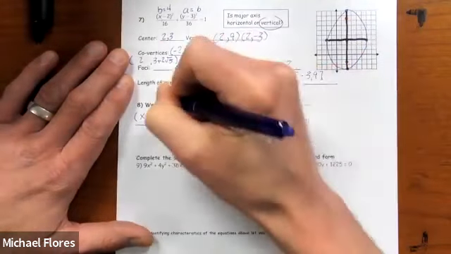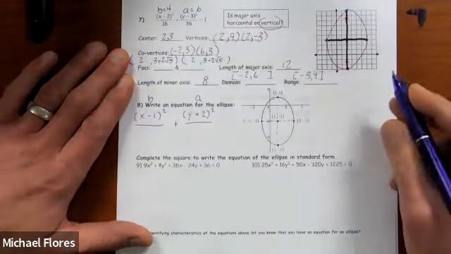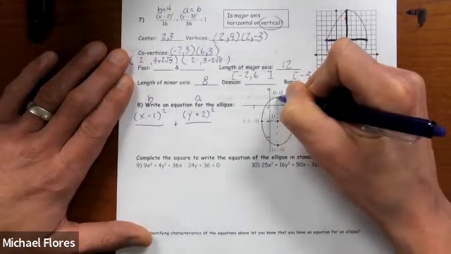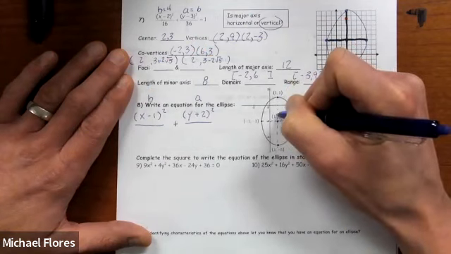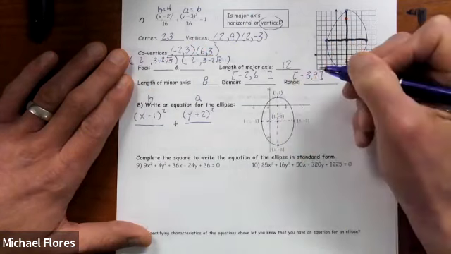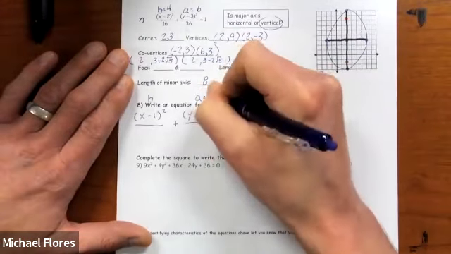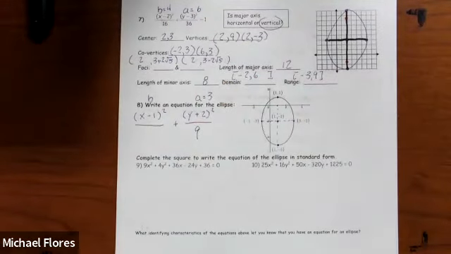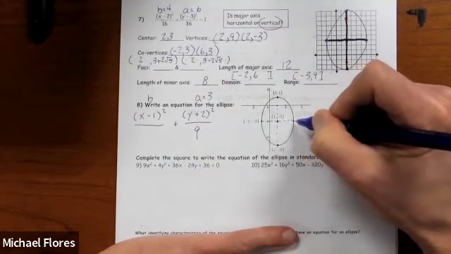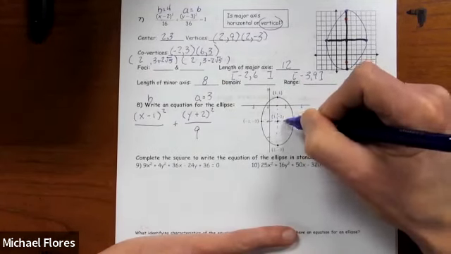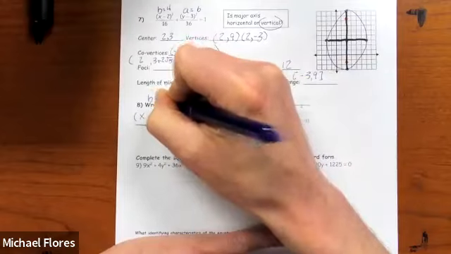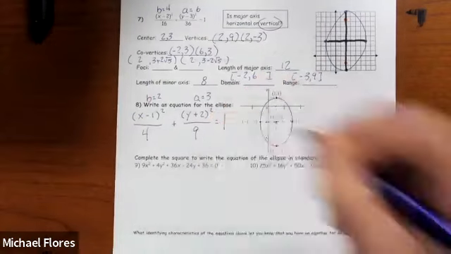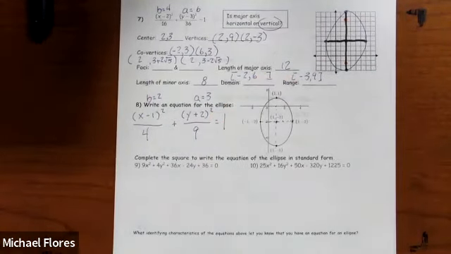So this is going to be our A, this is going to be our B, and let's just figure out, well, how much distance is it from center to the vertex there? Looks like we'd have to go 1, 2, 3. So our A value is 3. So just square that and put it underneath the y fraction. In order to get from the center to the co-vertex, we have to go right 1, 2. So our B value is 2. Square that, put it underneath the x fraction, set it all equal to 1 because it's an ellipse, and we're done.